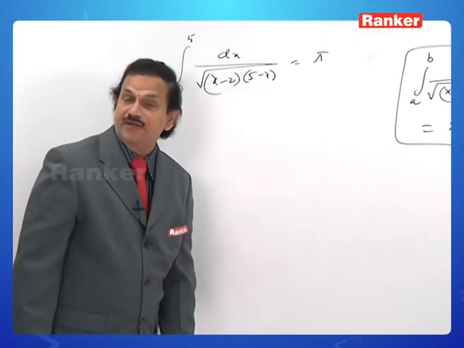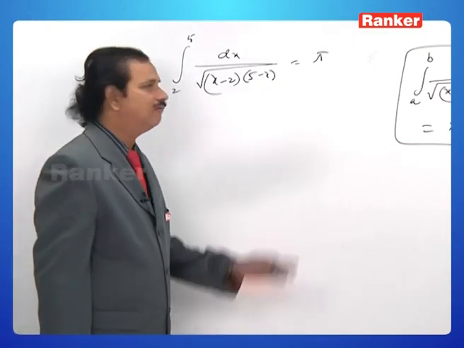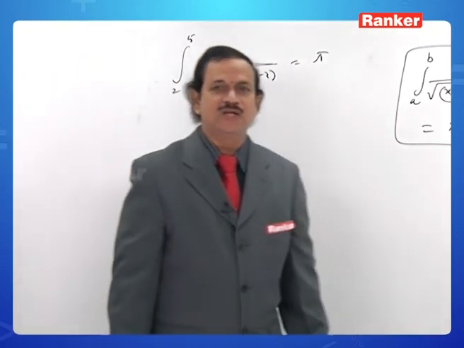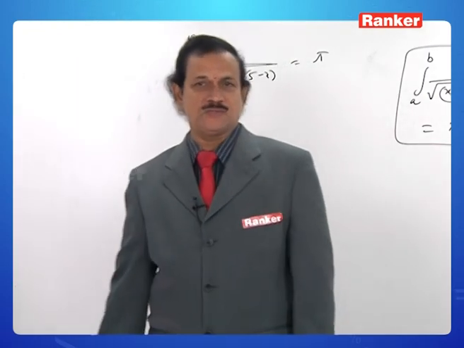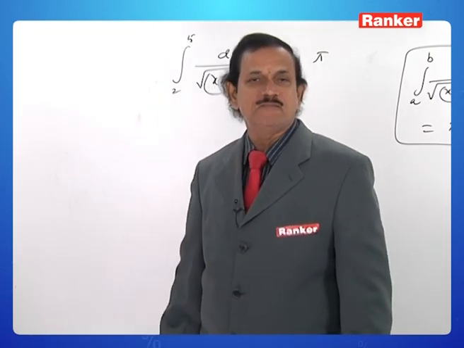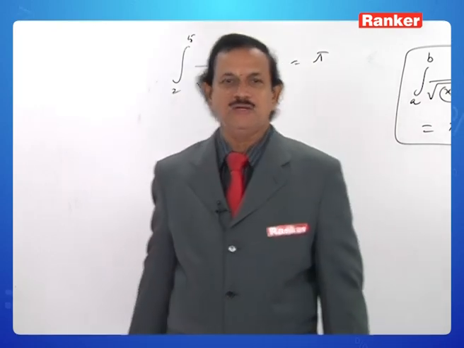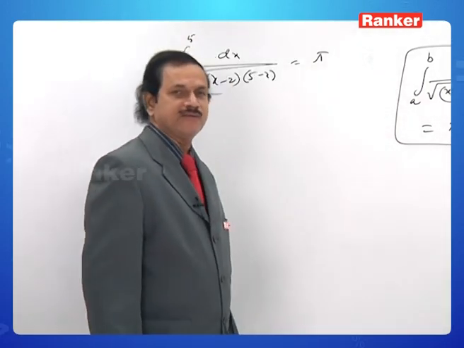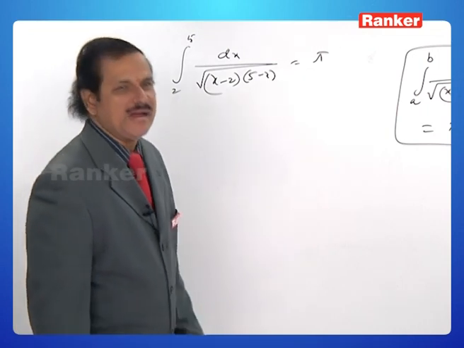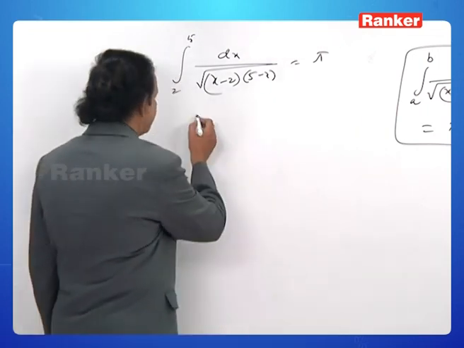So the answer is simply pi. See, it is in the denominator. If this entire expression came to the numerator, then what will be the answer? Pi by 8 into b minus a whole square, that is pi by 8 into pi minus 2 whole square, that is 9 pi by 8 becomes the answer. No, it is not in the numerator, it is in the denominator only. Hence the answer is simply pi. Well done.